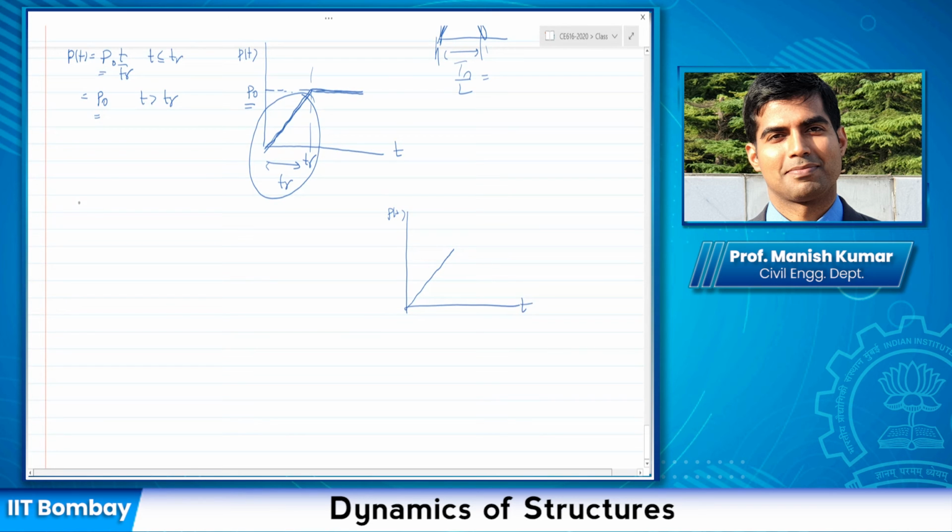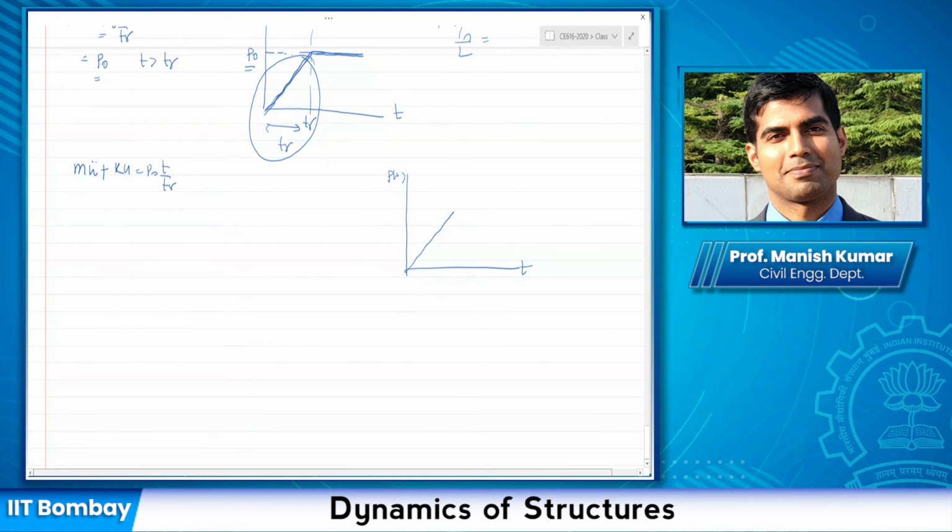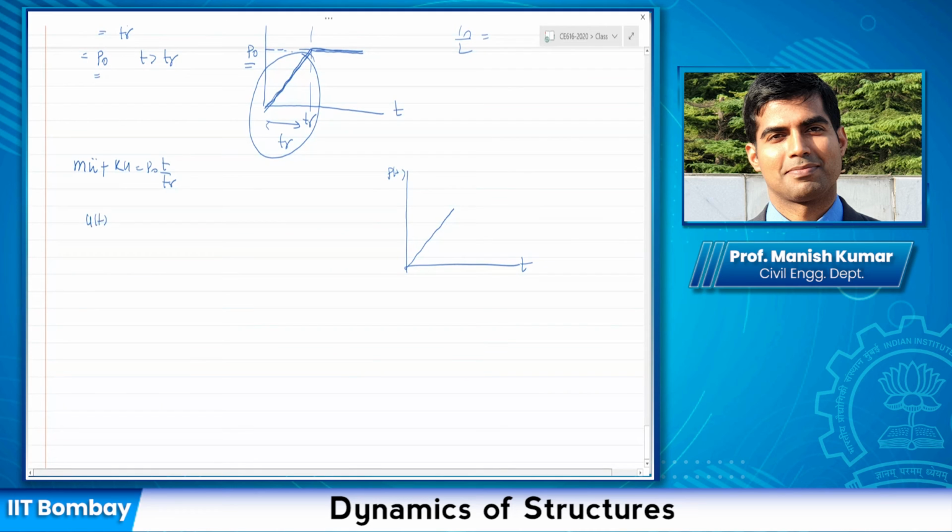Okay, so for that case, my equation of motion for an undamped system is p naught t by tr. This is my equation of motion. I can utilize either the Duhamel integral, or the conventional method where I write up of t is equal to this force p(t) divided by k, naught t by tr.